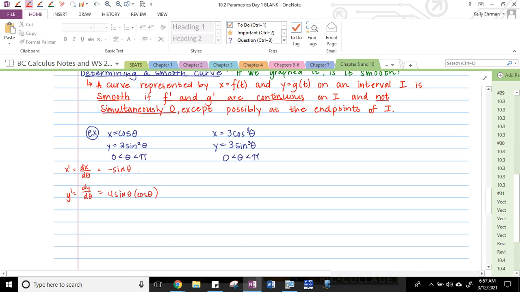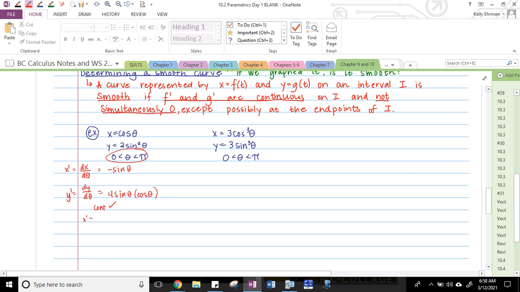All right, so are both of these functions continuous? We're on the interval 0 to pi. So sine is continuous. Sine, cosine are both continuous. No asymptotes to speak of. So both are continuous. So I'm just going to make a note, continuous.